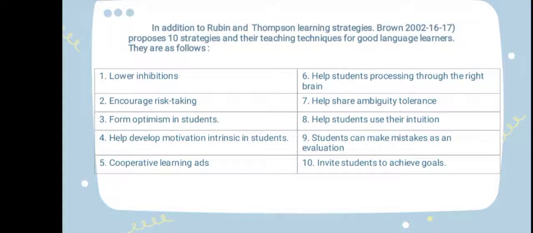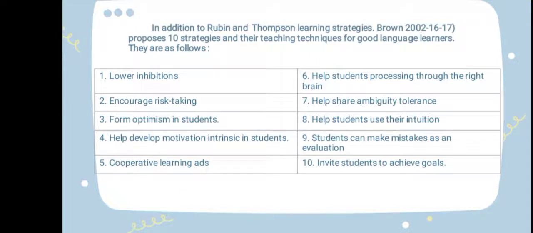And then cooperative learning. The technique is to encourage students' ability to share, avoid individual competition, and create study groups. And then help students process stuff with the right brain. The technique is using video in class, doing skimming, and doing oral fluency exercises to get students to talk.